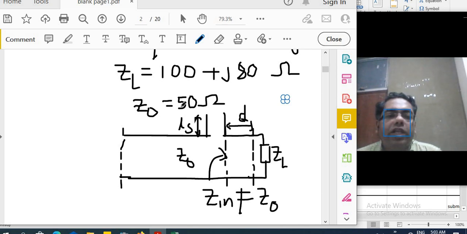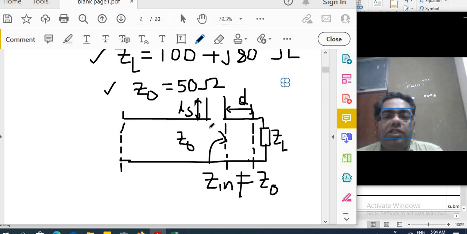So what will be the length ls of this open circuited stub, and what will be this distance d at which we have to connect this series stub? We need to find out these two things, d and ls, given that ZL and Z0 are given. So how to do it using the Smith chart?